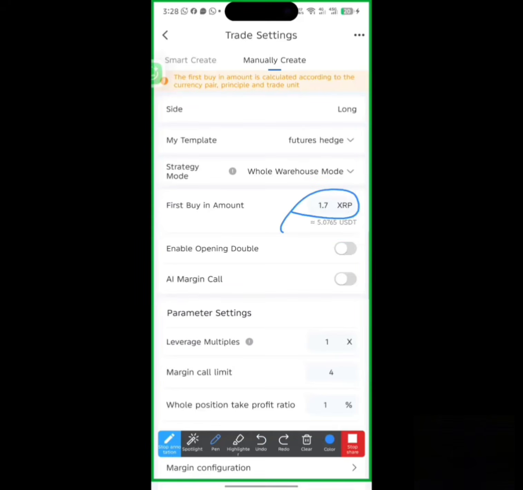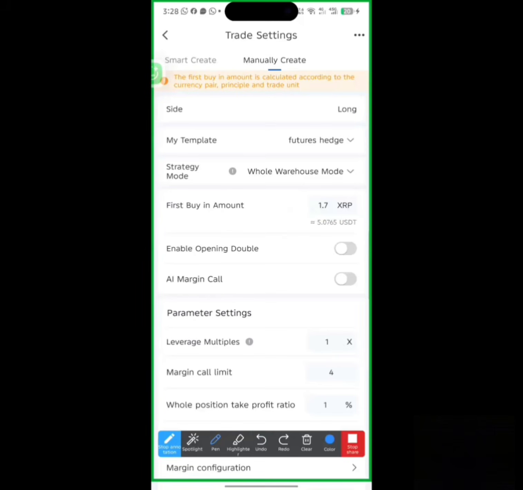When you write it, it is the quantity of the coin that you want to buy. Now it is saying, I want to buy 1.7 pieces of XRP. 1.7 pieces of XRP is sold for $5. So you don't need to do any calculations. There is a calculation to get your first buying amount, but I teach the simplest, most straightforward way to get things done. I don't like things to be complicated. I want it as simple as possible.